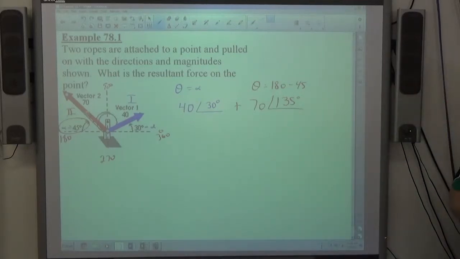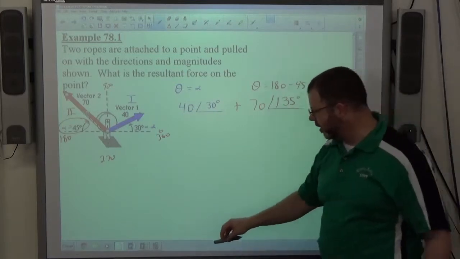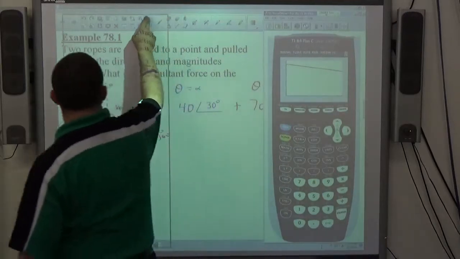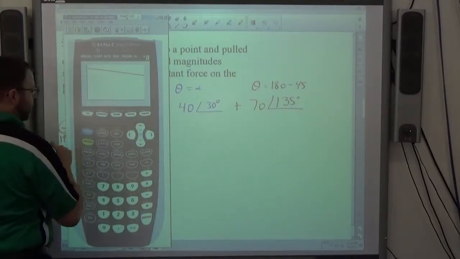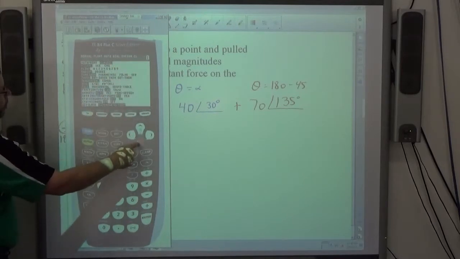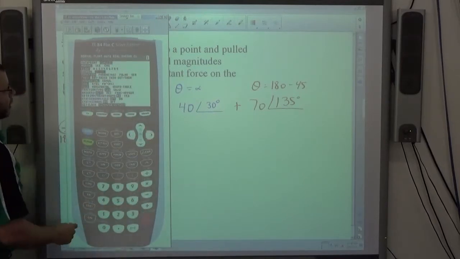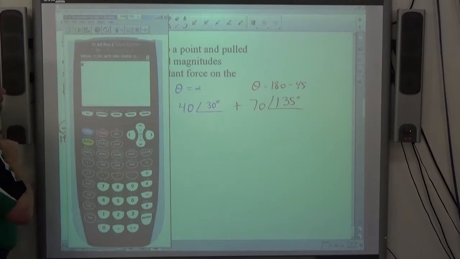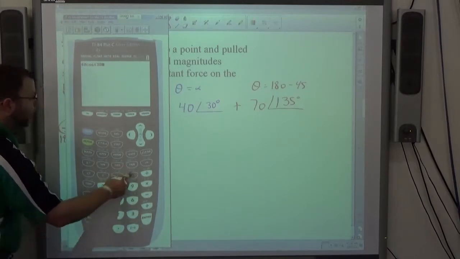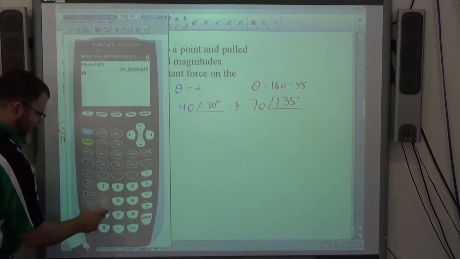Alright? Once you write the correct vector addition problem, this is what it has been before. Vector addition is changing to component form. I want to make sure I'm in degrees. Right now I'm in radians, so I'm going to change to degrees. And then I'm going to type in 40 cosine of 30. I'm going to type in 40 sine 30.